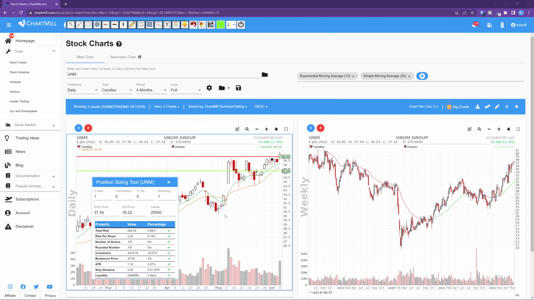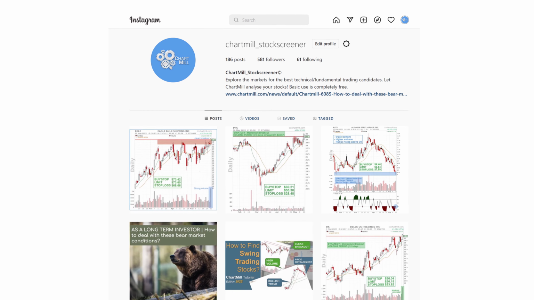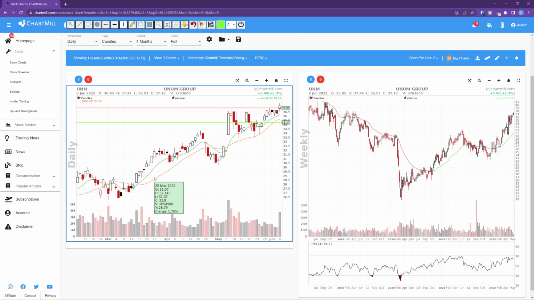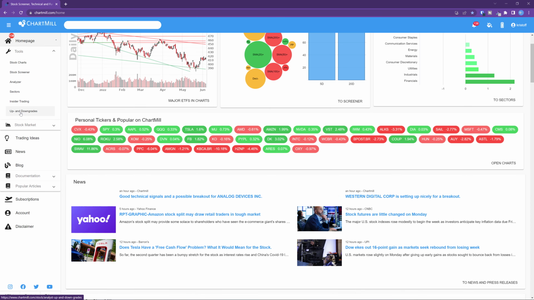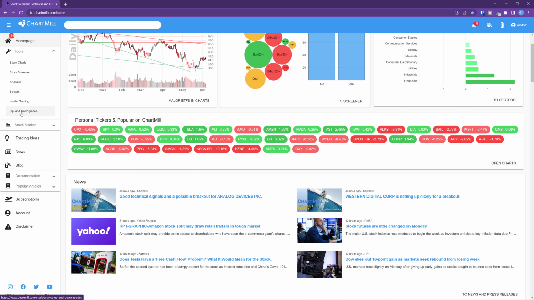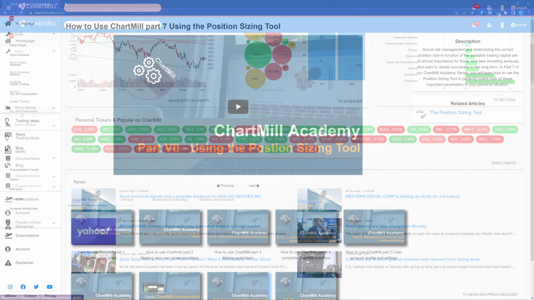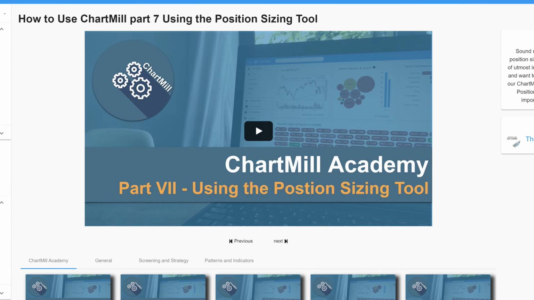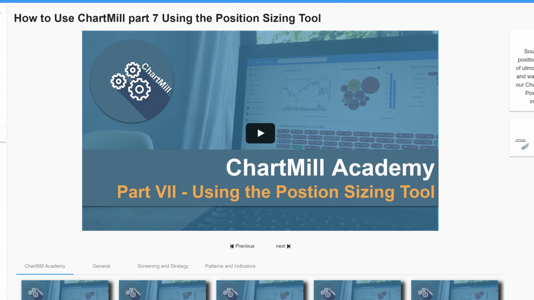So this setup will also be seen as a trading idea on our Instagram page and blog. This is one way how I use ChartMill on a daily basis to find decent trading setups. I definitely recommend the use of the position sizing tool because it helps determine exactly how many shares you may buy and the risk involved based on your available trading capital.